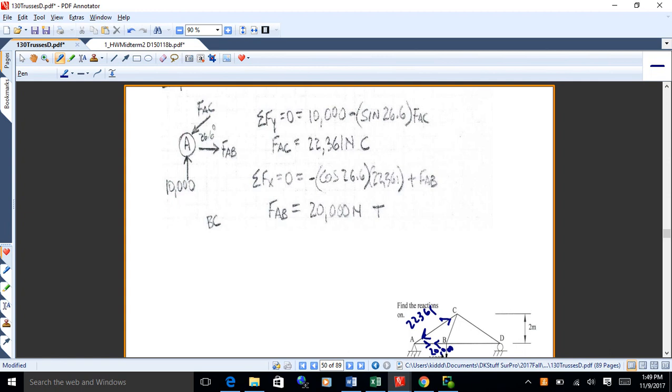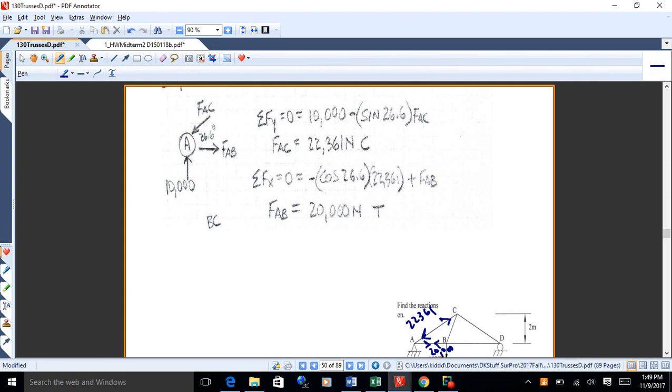Think of AB as being like a rubber band that you're stretching apart with your hands. Your hands are the joints. That rubber band's going to be pulling both of your hands in, okay? Think of AC as being like a block of foam rubber. You're pushing in on it, it pushes both of your hands out, okay? So AC is in compression, it pushes on the joints, and AB is in tension, it pulls on the joints, okay?